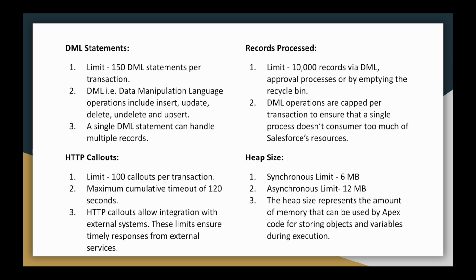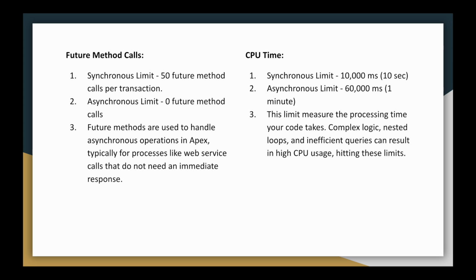Now heap size. Heap size represents the amount of memory used by Apex code for storing objects and variables during execution. For synchronous we have a limit of 6 MB, and for asynchronous we have a limit of 12 MB. Let's move on.